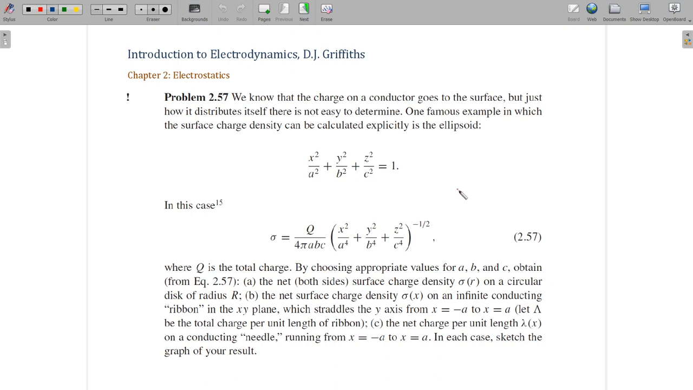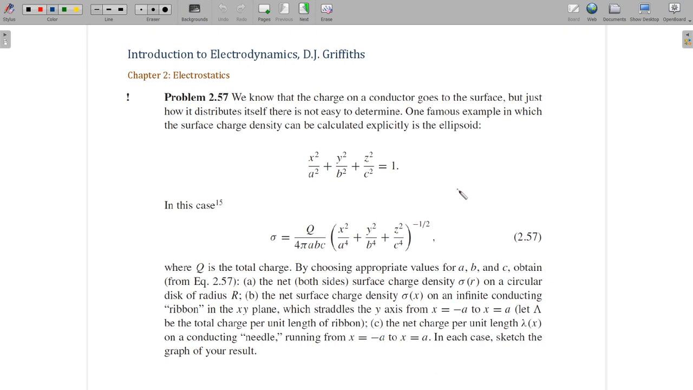So he says that when we have an arbitrary shaped conductor, it's extremely difficult obviously to find the exact expression for the surface charge density, but in the case of an ellipsoid we can derive it exactly. We are not going to look at the derivation here, but we are going to look at how we can use this result to get a bunch of other results.